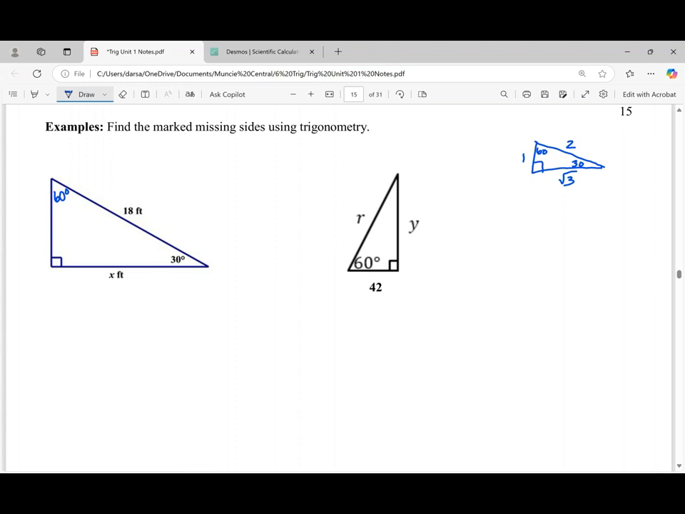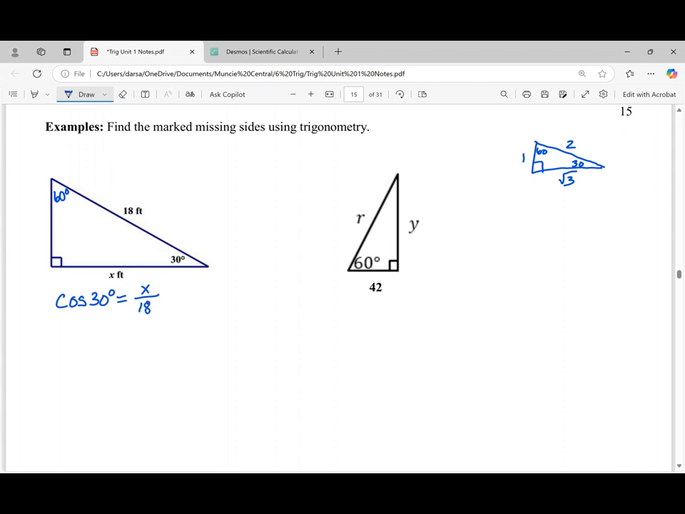So let's see if we can give this problem a try. Notice on the 30, the 18 is the hypotenuse and the x is the adjacent side. So what puts adjacent and hypotenuse together? Cosine. So the cosine of 30 degrees is going to be equal to x over 18.